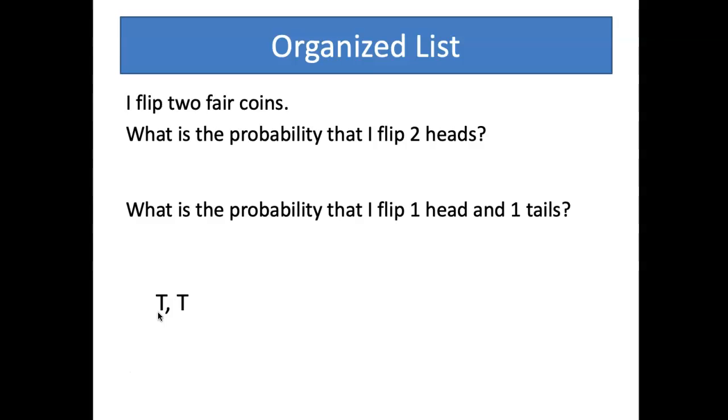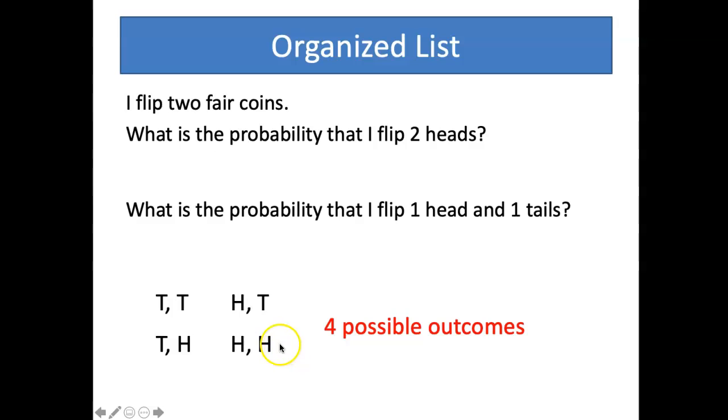So it could be a tail and a tail, and then it could also be that the first coin is still a tail, and then the second one now is head. Now on the third possibility, it could be that the first coin has head and the second coin has tail, and then a head and a head. By doing an organized list, it gives us the possible values, and in this case we have 4 possible outcomes.